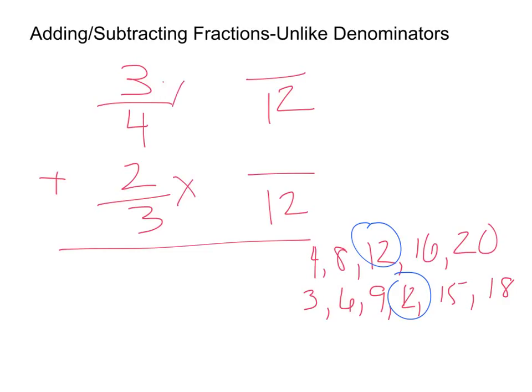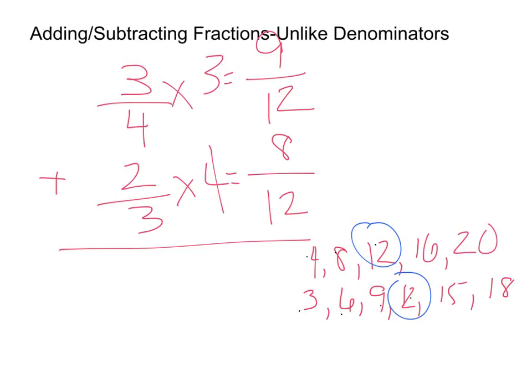So just like we did in the other problem, we'll do our math. How many 3's did it take to get to 12? Well, let's count. 1, 2, 3, 4. So 3 times 4 equals 12. What we do to the bottom, we do to the top of the fraction. So 2 times 4 equals 8. Now let's look at the 3/4. How many 4's did it take to get to 12? 1, 2, 3. So we're going to multiply that by 3. 4 times 3 equals 12. 3 times 3 equals 9.